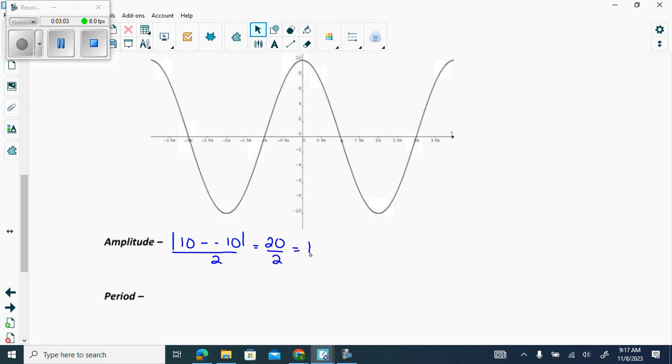Does that make sense? That half of that vertical distance is 10? Yeah, you go 10 plus another 10 is 20. Half of that is 10. Do we agree? So we could just say the vertical distance is 20 and half of that is 10.